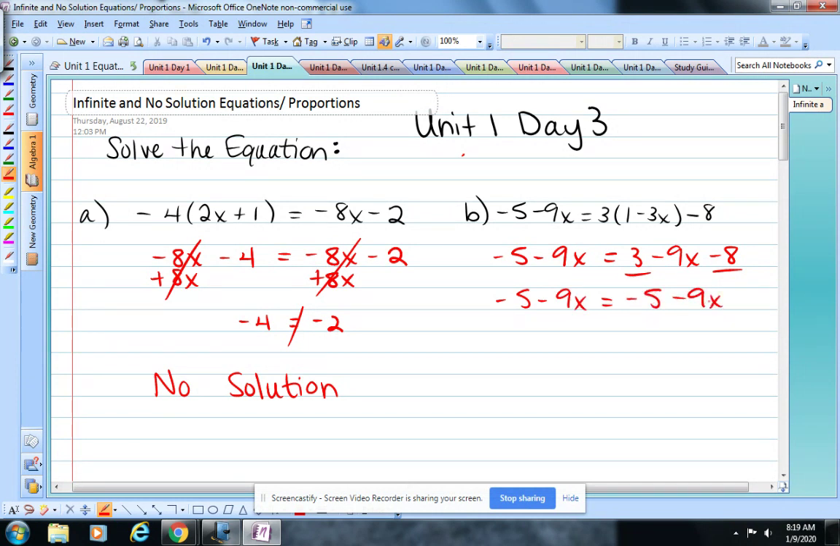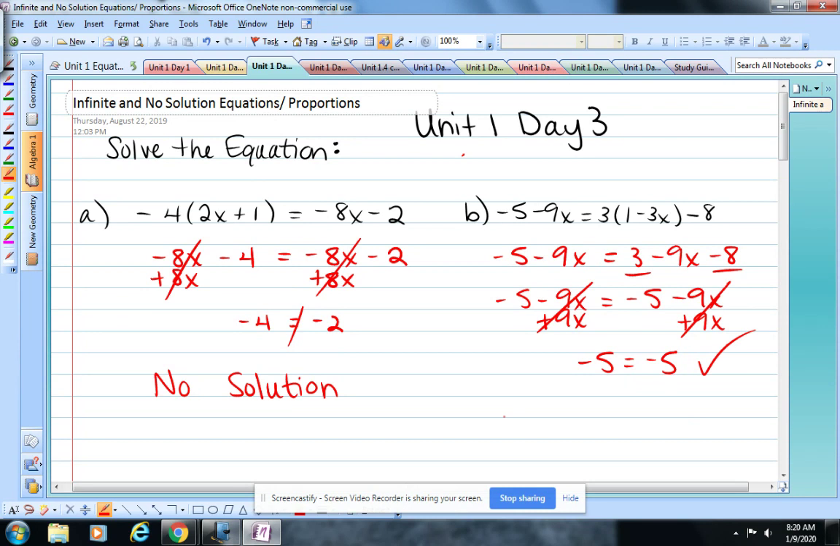And it doesn't matter what order you write that. Now we want to get our x's together. How do we do that? Add 9x. And what happens? My x's cancel. And what am I left with? Negative 5 equals negative 5. Is that true? Yeah. That is true.